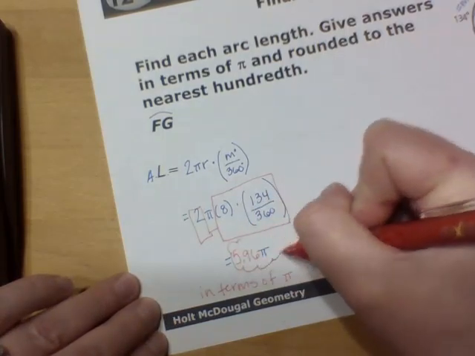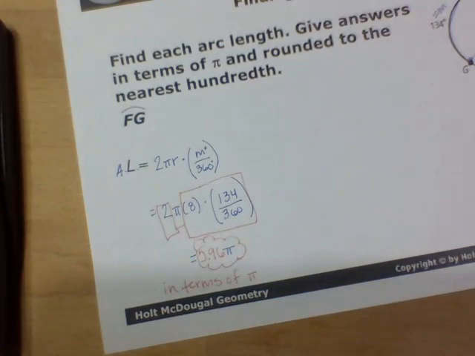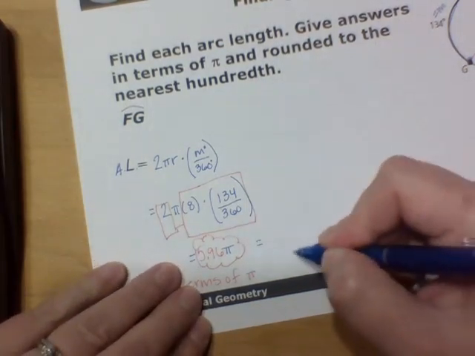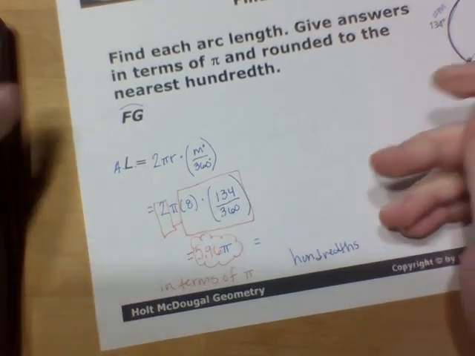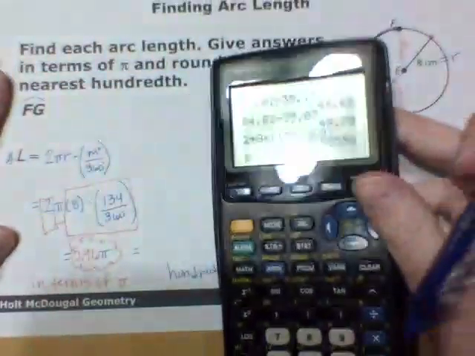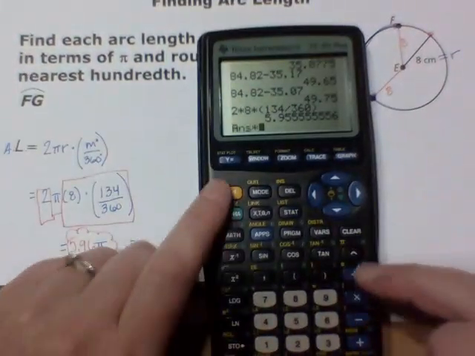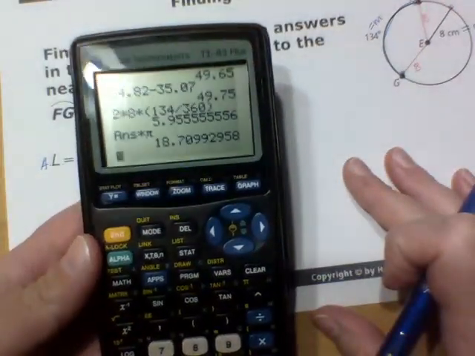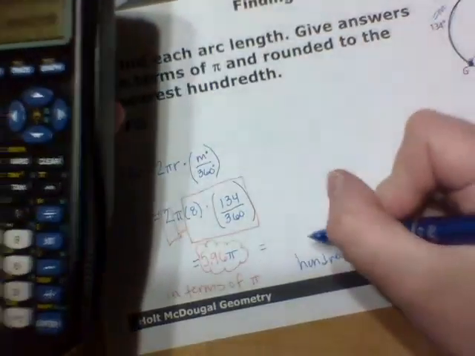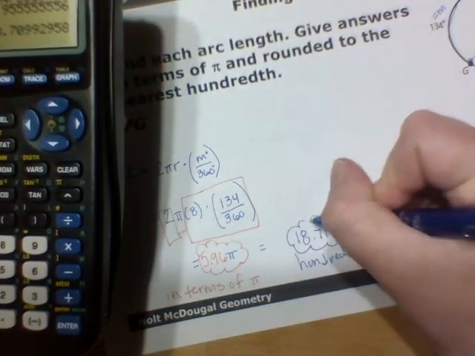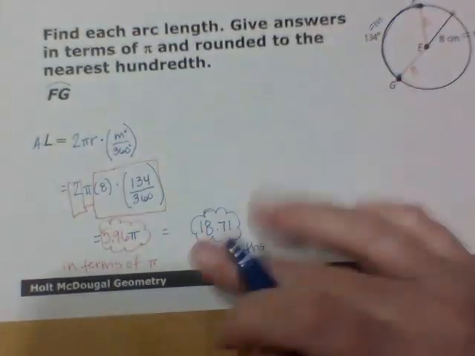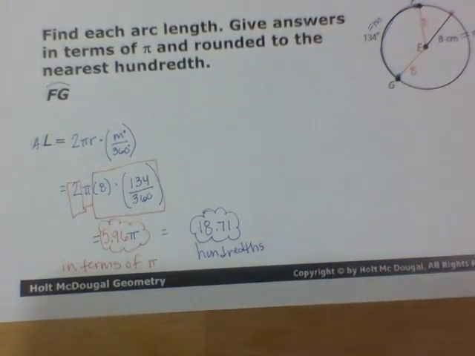And so that is our answer in terms of pi, but then in terms of rounding to the hundredths, we just take our result of 5.96 and multiply by pi. And we get 18.71. All right, so those are our 2 answers.